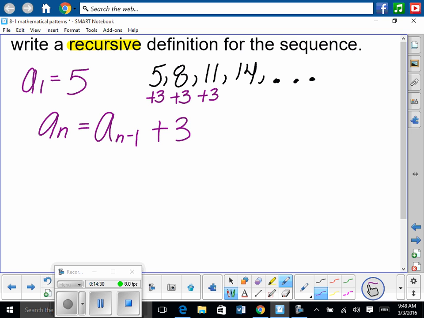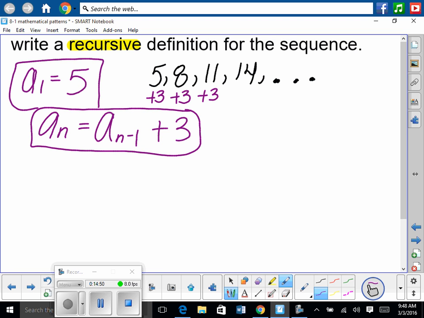That's just saying the previous term plus 3, right? The n minus 1 simply means the previous term, because a sub n means the term we're on. Remember, a sub n minus 1 would be before it. Does that make sense? Okay. So we wrote a recursive definition. We have our initial starting point.